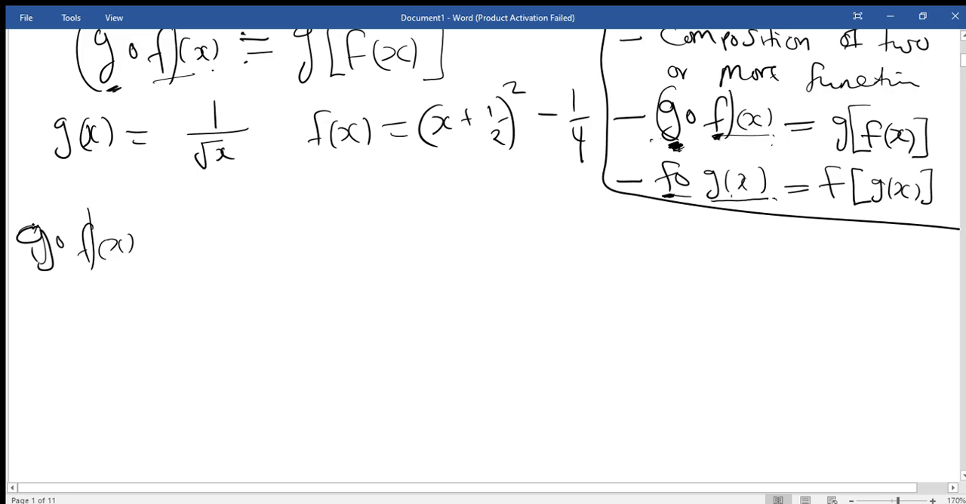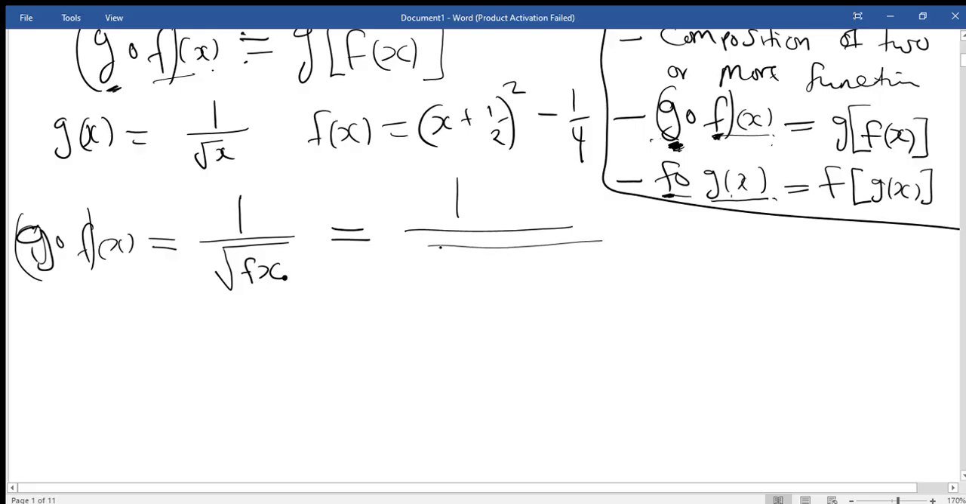So in the function g we are putting in f of x. So it means this is just as good as 1 over x in the function g, we are slotting in f of x. So what does this mean? This is just as good as 1 over the root of x plus 1 over 2 squared minus 1 over 4. So this is the function we are calling g of f of x.